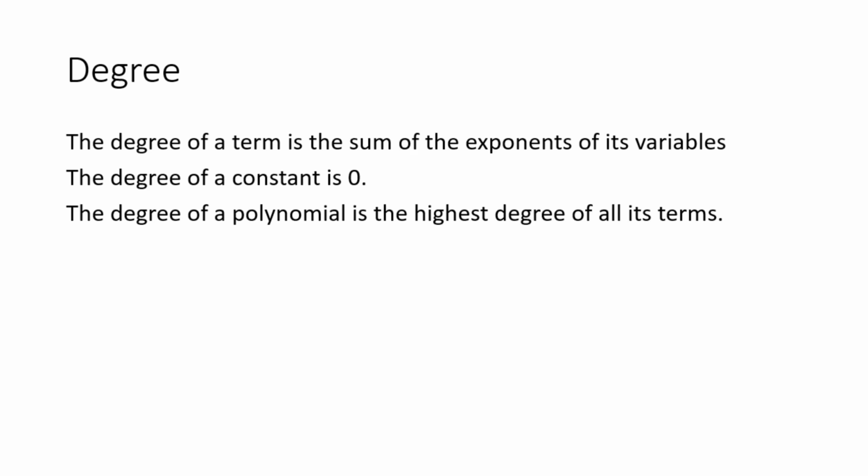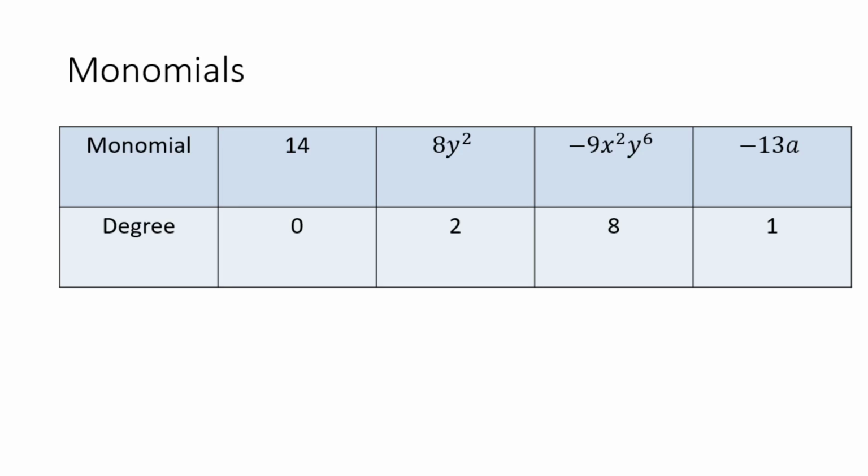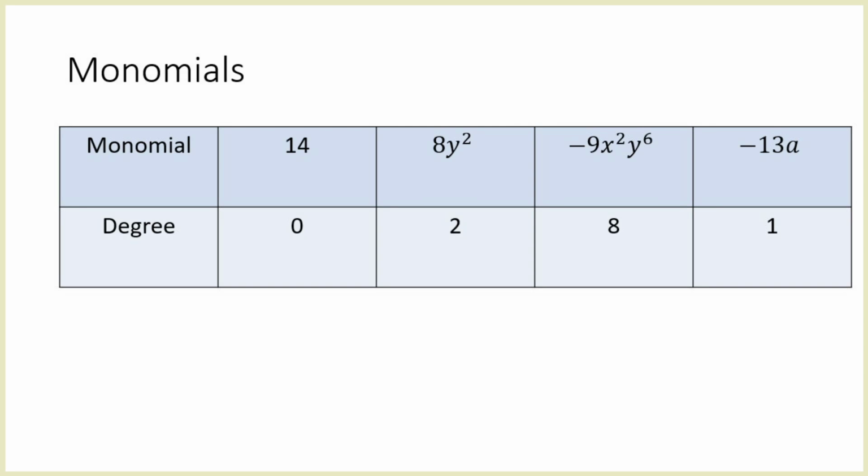Next, we want to talk about the degree. The degree of a term is the sum of the exponents of its variables. The degree of a constant is 0 since there's no variables. The degree of a polynomial is the highest degree of all its terms. So let's take a look at some monomials, and we'll look at the degree of each monomial. For this first one, 14, there's no variables, so the degree is 0.